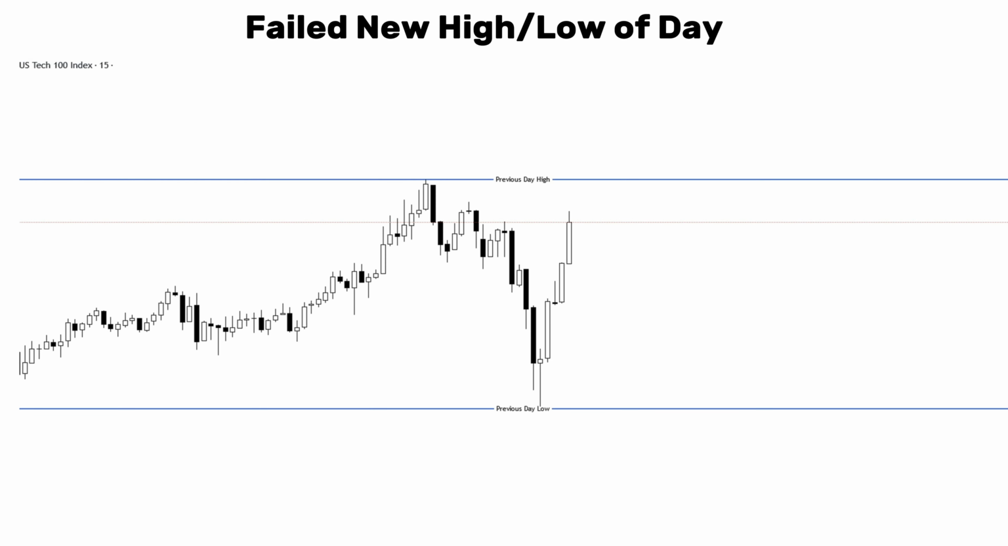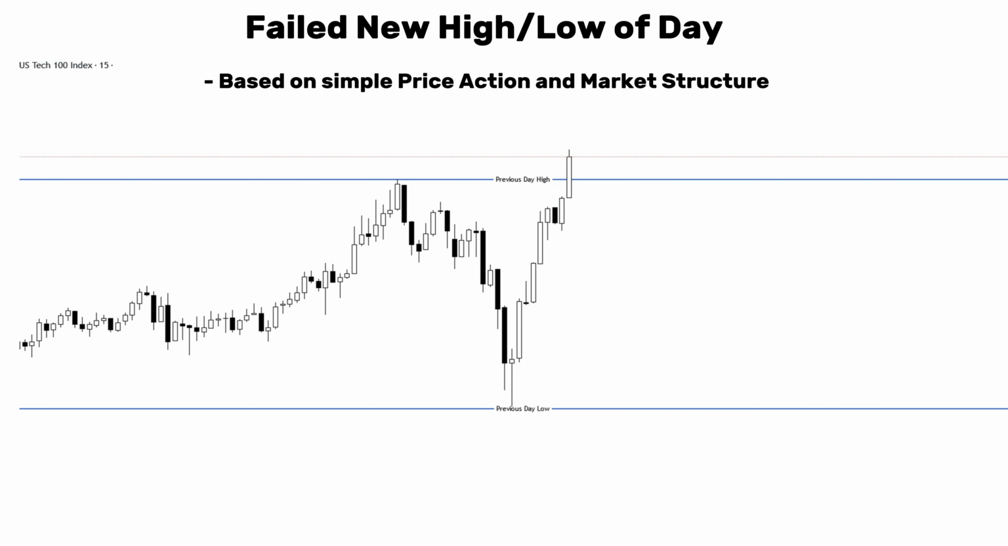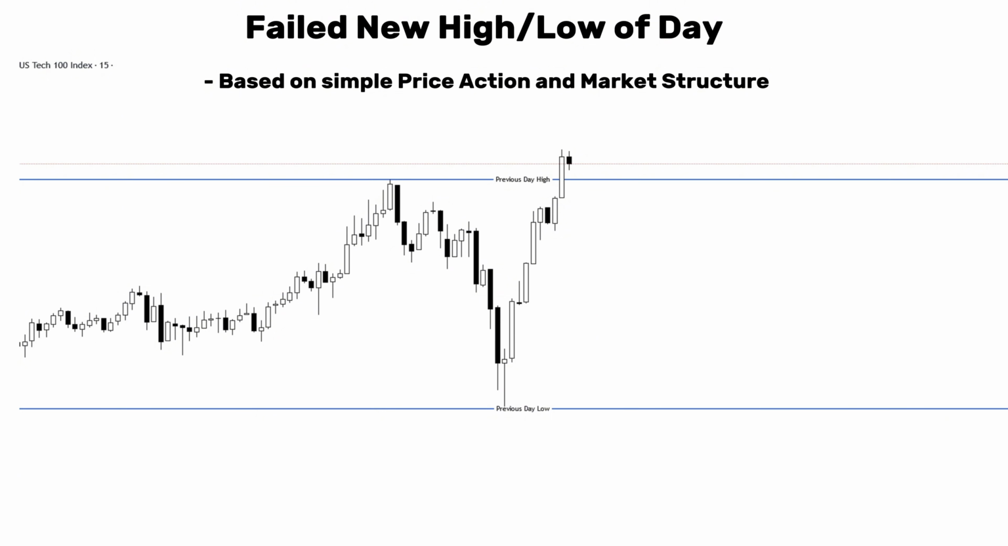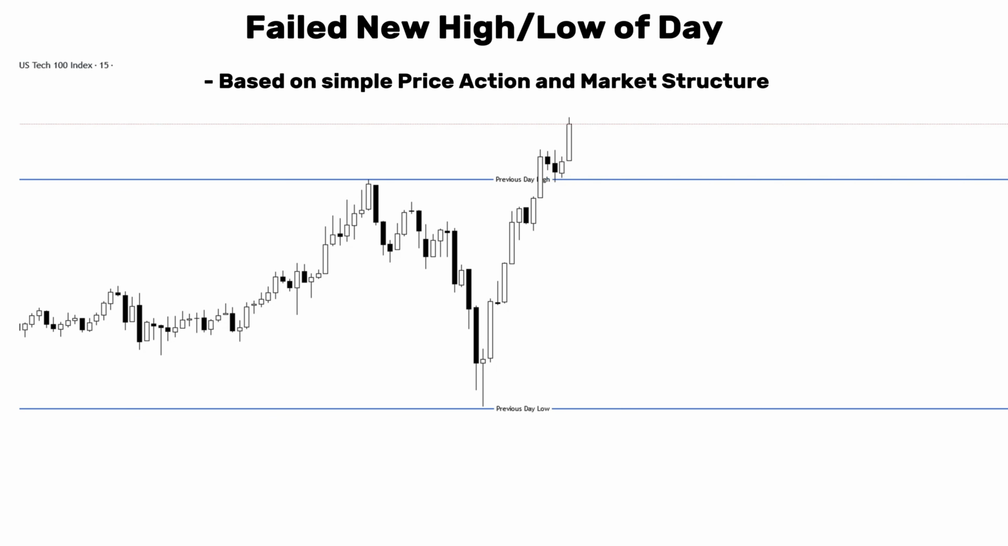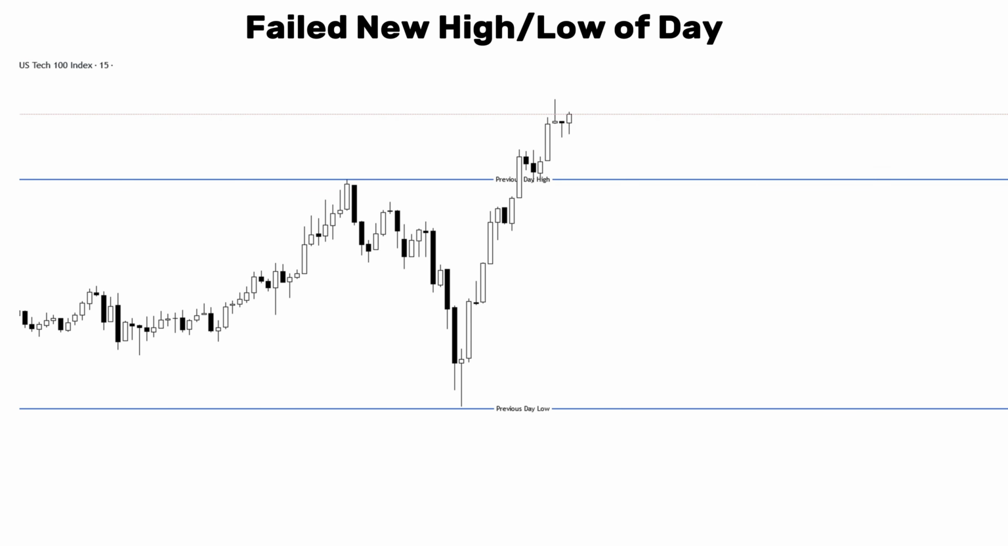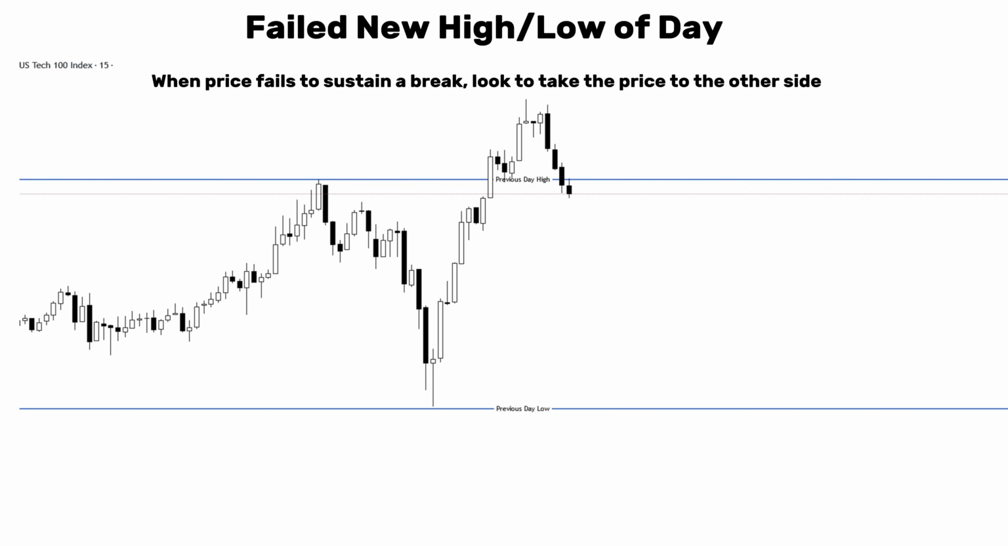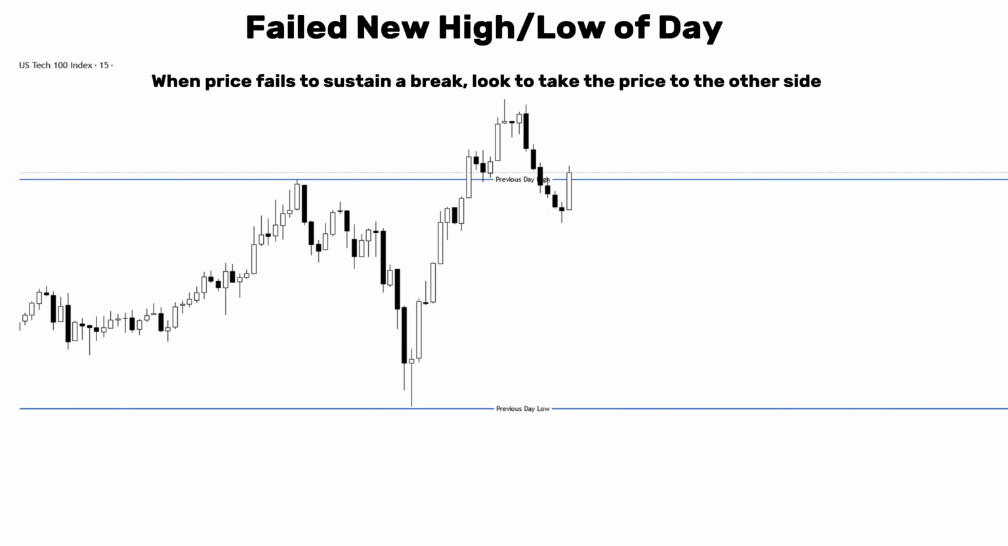The failed new high of the day, or failed new low of the day, is the first scalping strategy that implies using price action and market structure, which we already talked about many times on my channel. The main point of this trading strategy is to catch quick volatile moves when price fails to sustain a break above the previous day's high or below the previous day's low.